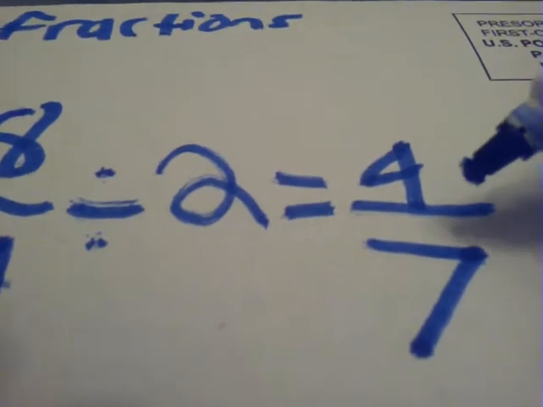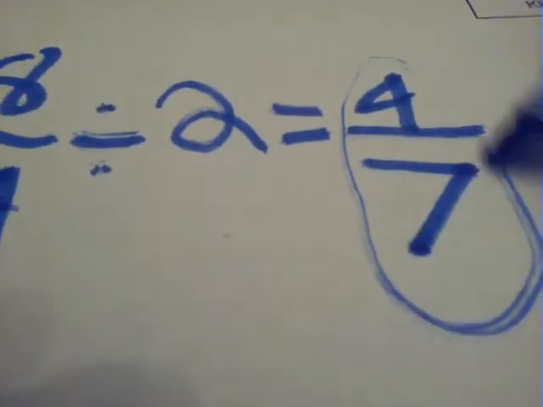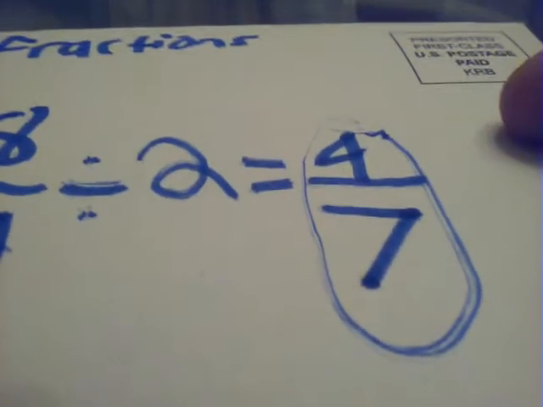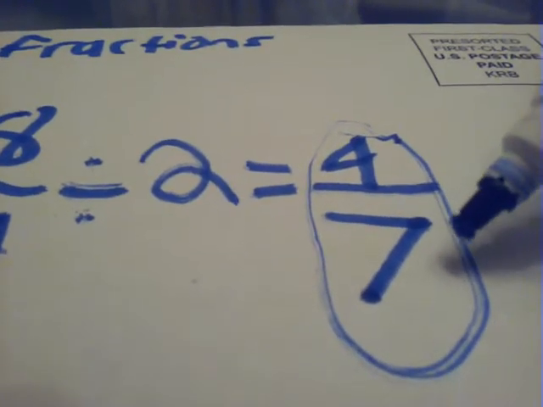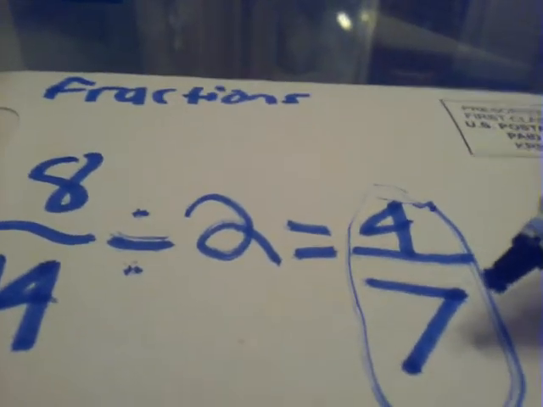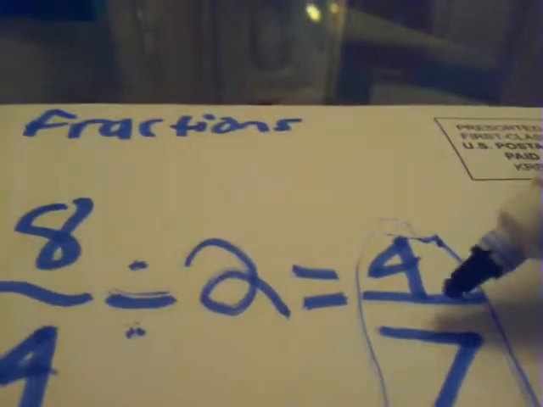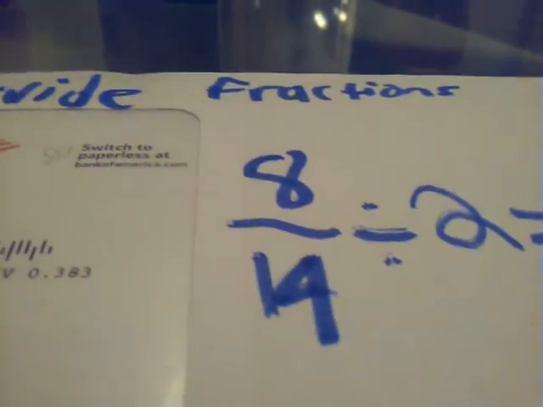Simplest form is when you divide into something that can't be divided, like this, because you can't divide 7 into any number into a whole number. So this is the simplest form of 8 over 14. This is division. Let's try another one.